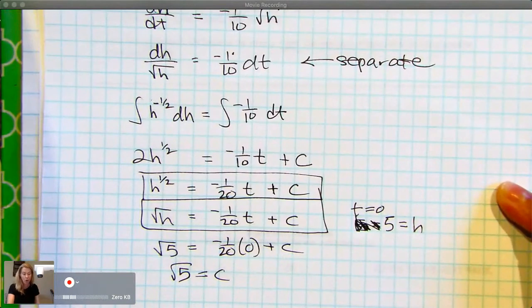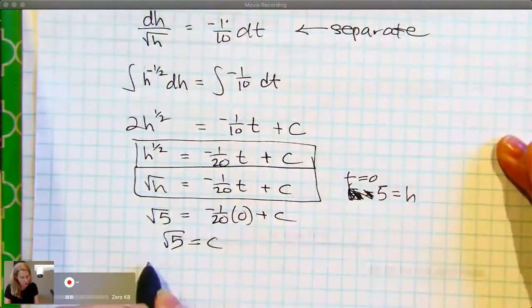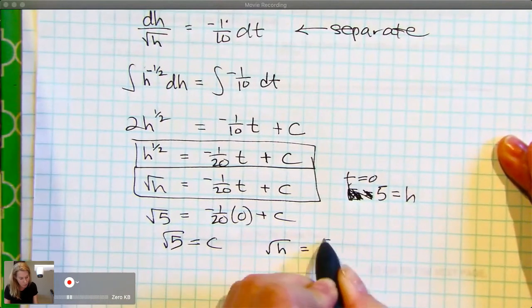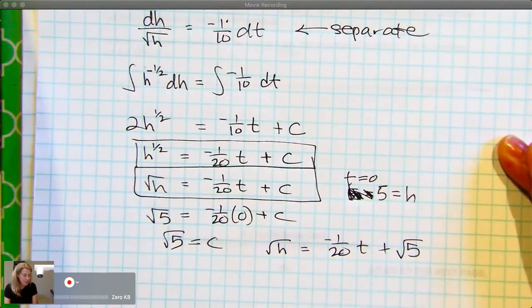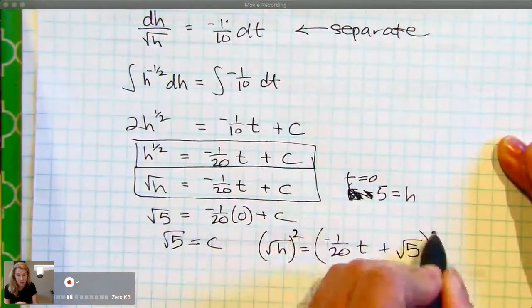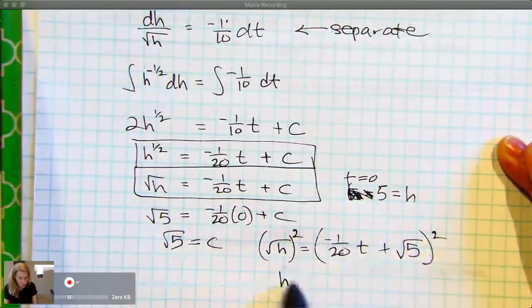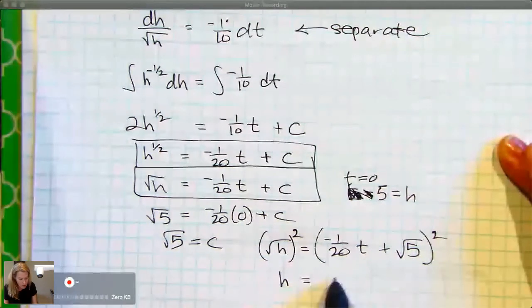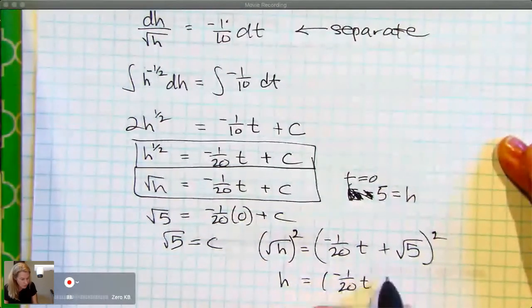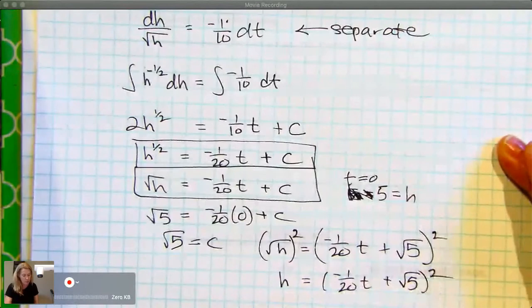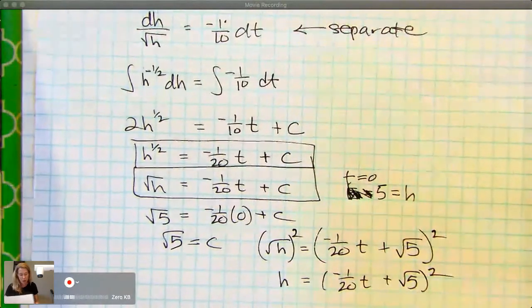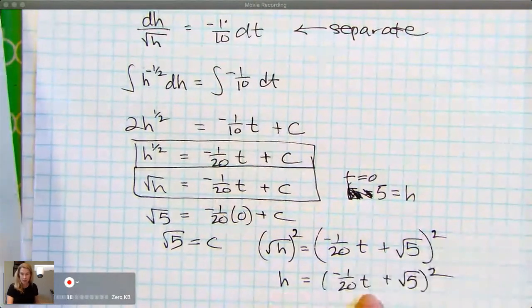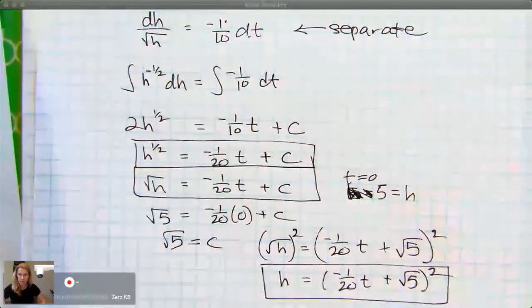So then our overall equation, if I go back to this, I had root h equals -1/20 t plus the c value, which is √5. To get h by itself, I'm just going to square everything. So I'm squaring this whole side, I'm squaring this whole side. So I get h, or h of t even, equals (-1/20 t plus √5) quantity squared. And the question was find an expression for h in terms of t. And voila, we have done that.